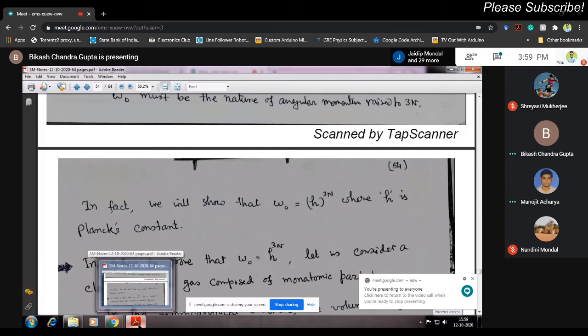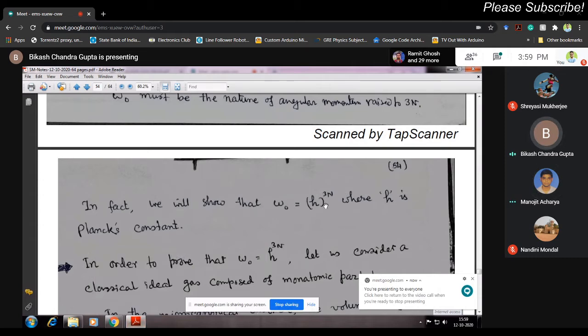ML square. Now, what I'm saying is, what is the unit of h? Means what does it represent? Is it velocity or acceleration or energy or what? That is what I'm saying.